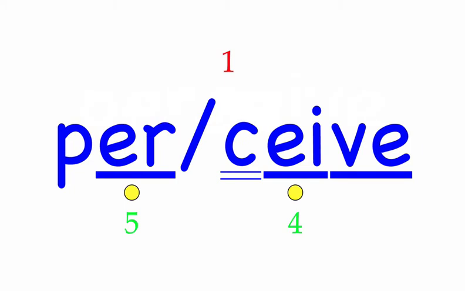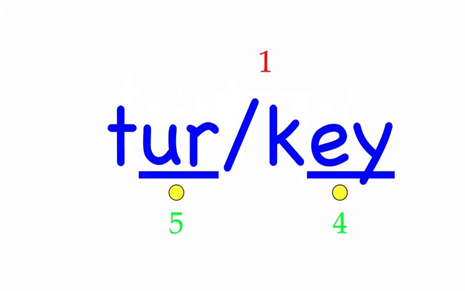Turkey. They served turkey for dinner. Turkey. 2 syllables. First syllable ter. 2 sounds. T, er. Key. 2 sounds. K, e. Turkey. Mark the word.